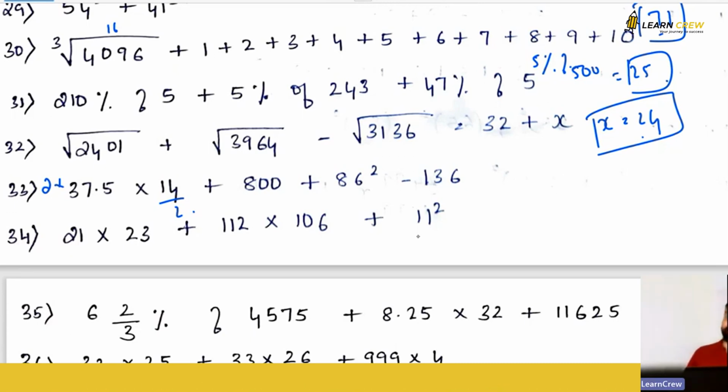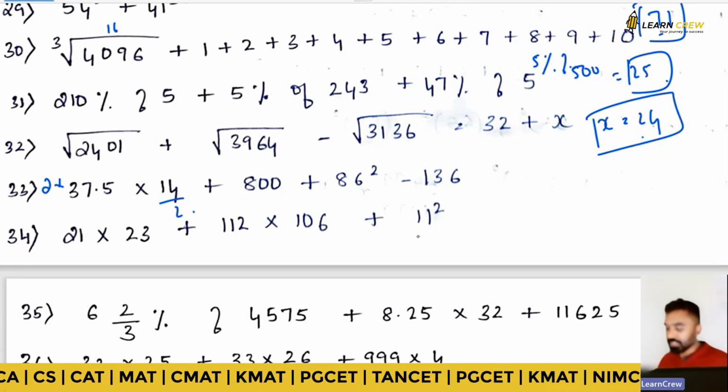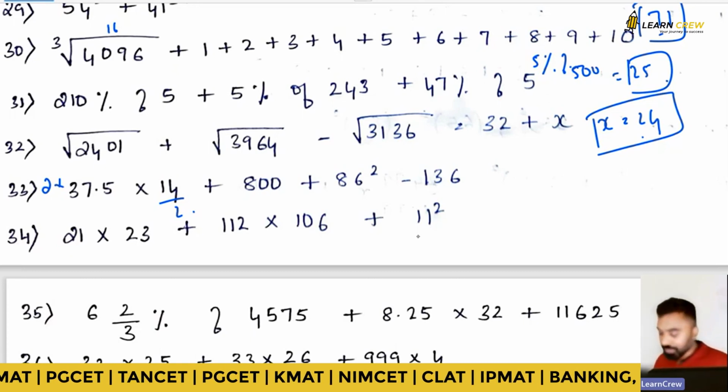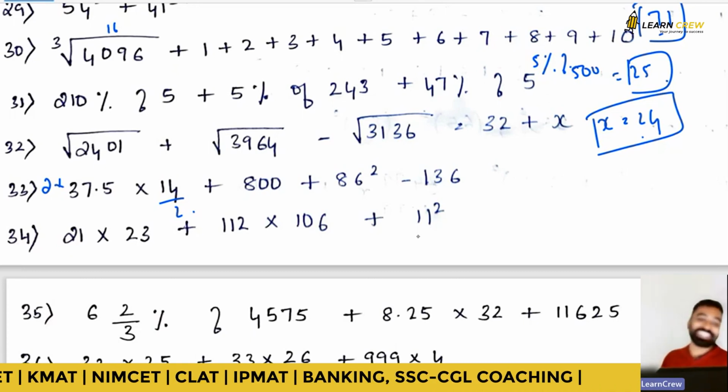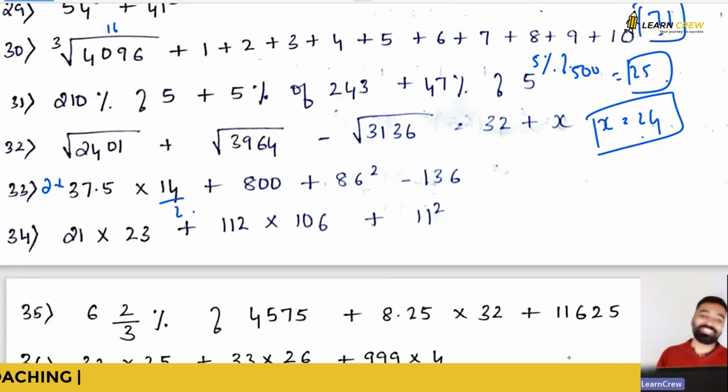Easy, right? Split it, remember it. Then 525 plus 800 plus 7396 minus 136. That is going to give you 8585. You should only tell me what I am asking. I'm doing mental mathematics. You are asking me how much.